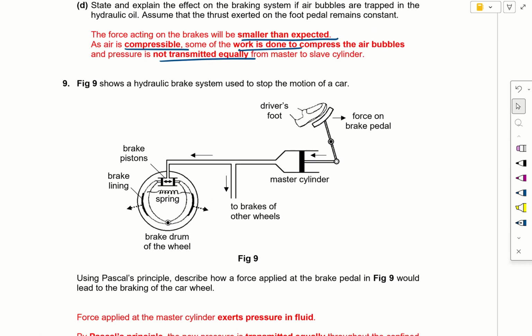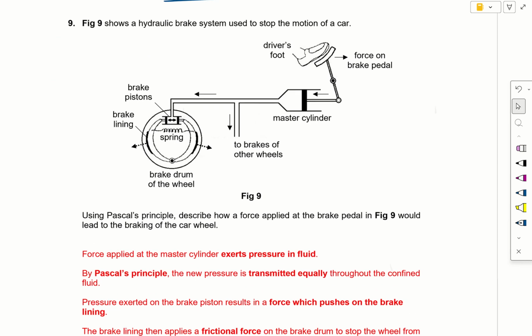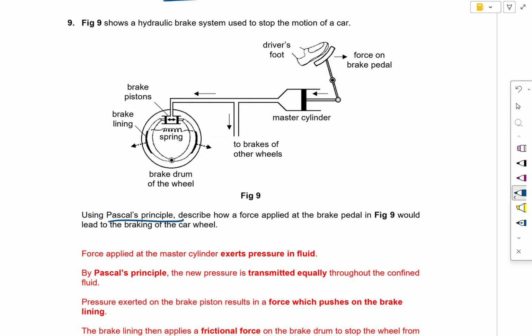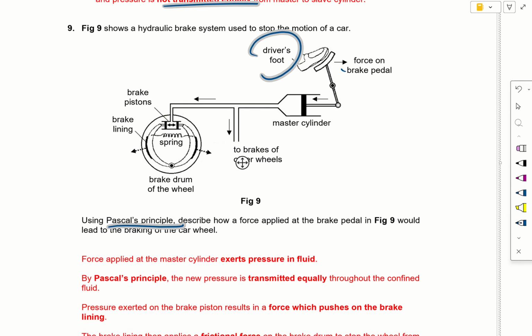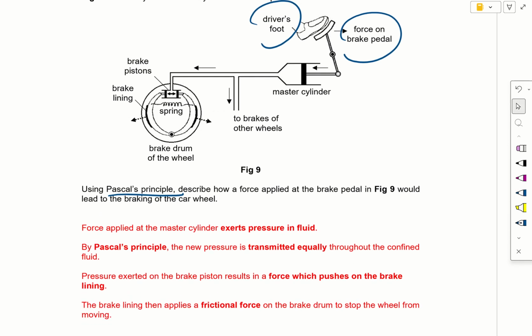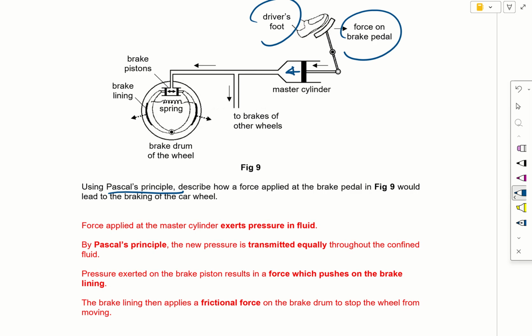Okay, question 9, using Pascal's principle, which is the principle that we use for liquid in an enclosed container, enclosed liquid. Describe how a force applied at the brake pedal in figure 9 will lead to the braking of the car wheel. So we start with the driver applying a force on the brake pedal, and it pushes the master cylinder. He applies a force over an area, so there will be a change in pressure, right? And this change in pressure will be experienced equally in all parts of the liquid.